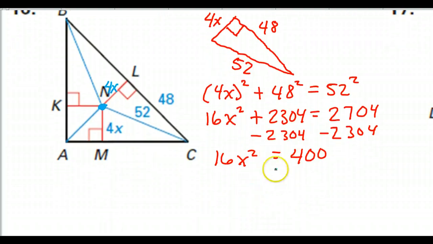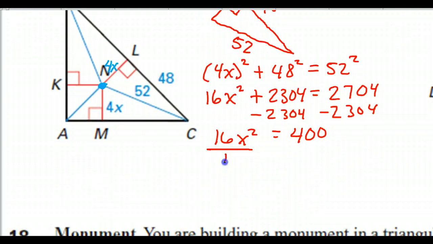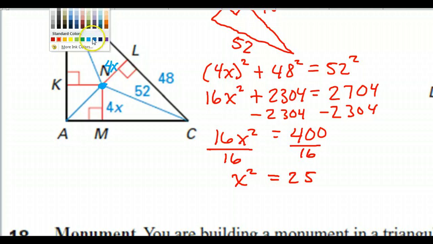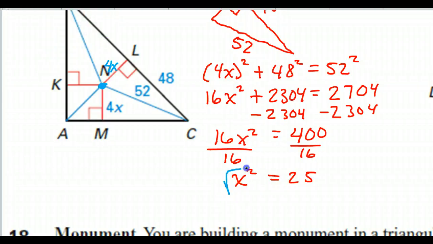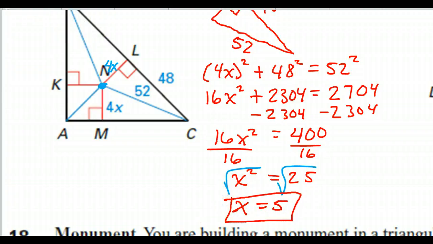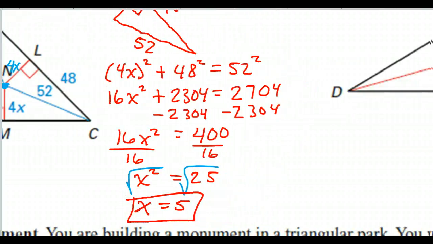All right, and then we would divide both sides by 16. So that's going to give me x squared equals 25. Then I would take the square root of both sides, and that's going to give me x equals 5. Okay, so that's how you would find the value of x.